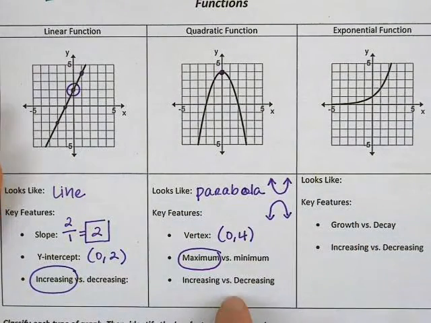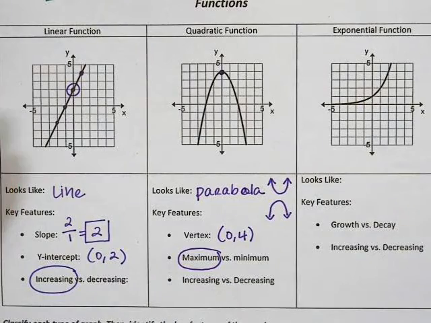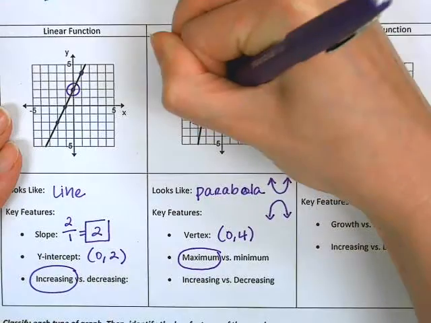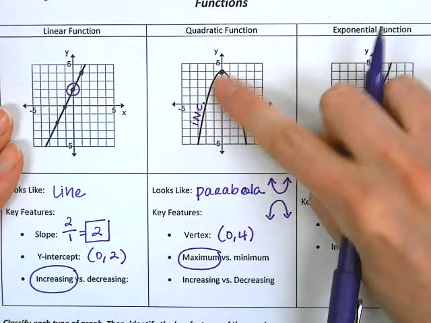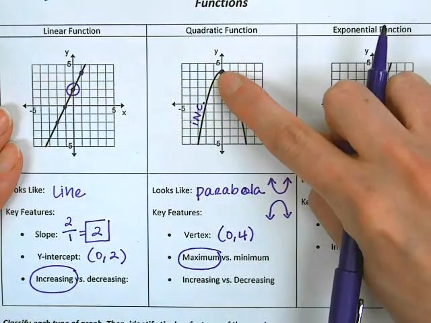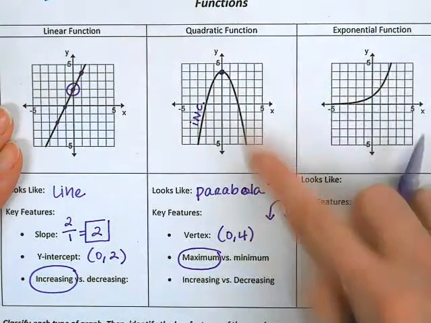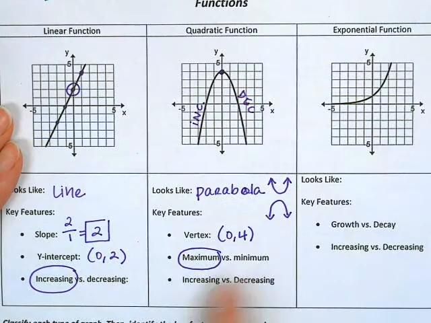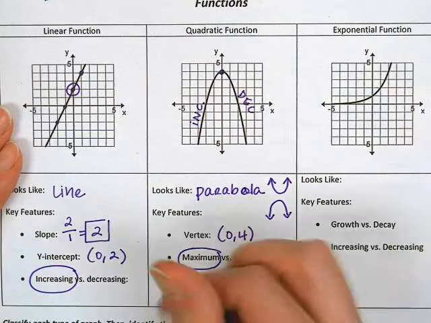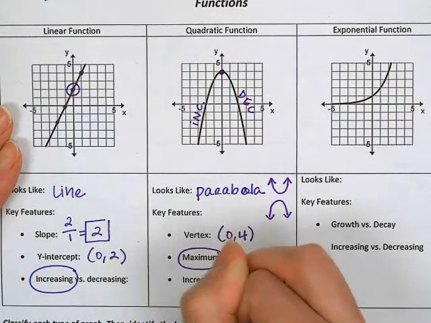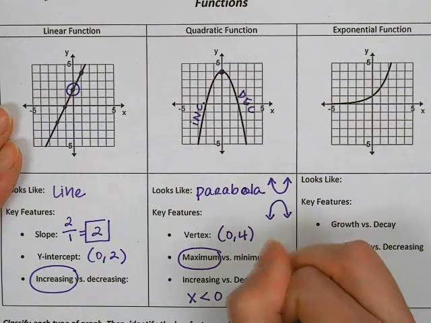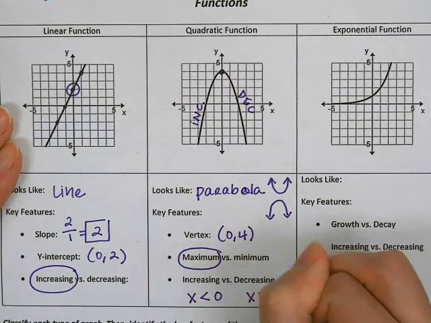Now here's the hard part about a parabola. Is it increasing or decreasing? Well, it's increasing from here to here, but then once it hits the vertex, it actually starts decreasing. So we're actually going to have two different answers here. It's increasing when x is less than 0, and it's decreasing when x is greater than 0.